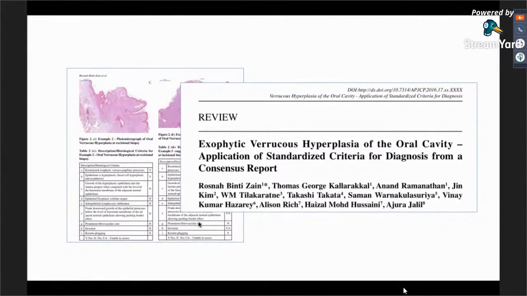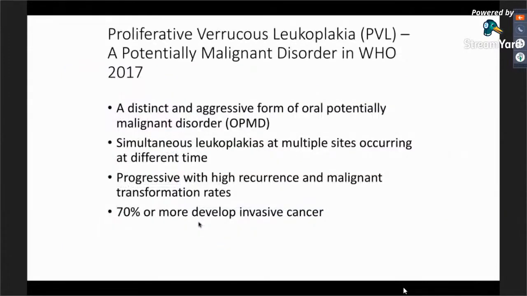So now I would like to speak a little bit more about proliferative verrucous leukoplakia, where I mentioned earlier that there is a verrucous hyperplasia. So this has been accepted as a potentially malignant disorder, and this is mentioned in the WHO 2017. And this is a distinct and aggressive form of oral potentially malignant disorder, simultaneous leukoplakias at multiple sites occurring at different times, progressive with high recurrence and malignant transformation rates, 70% or more develop invasive cancer.